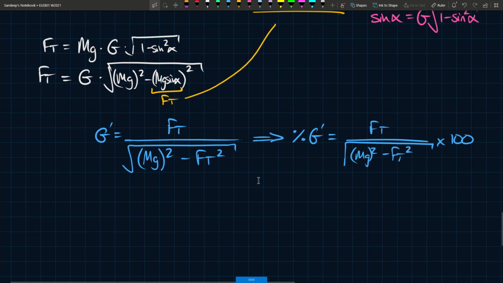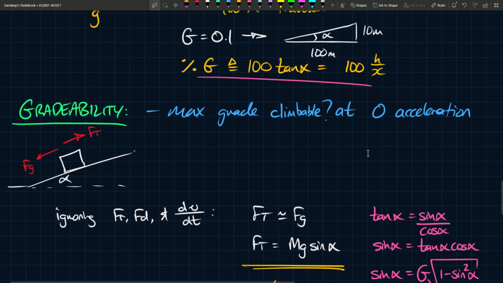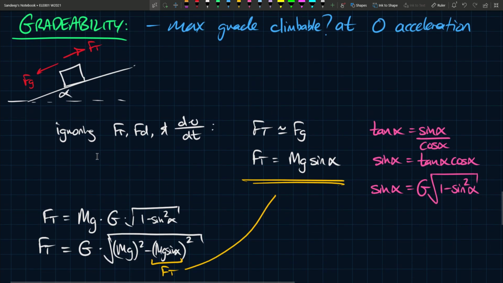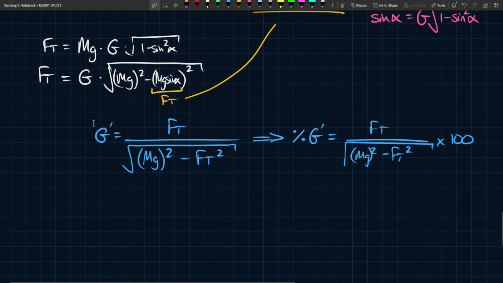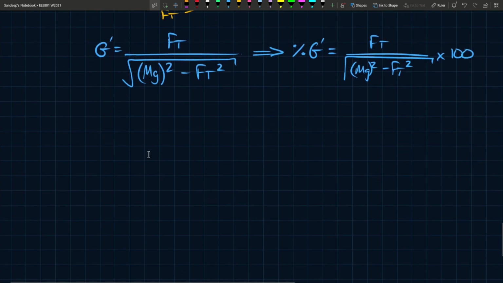So this is the gradability in this case, and that is a measure of the max grade climbable at 0 acceleration. So if you're operating at the same amount of grade resistance, you can climb a certain angle. That angle is a function of how much force you can exert and the weight of the vehicle. So we can go on and summarize.